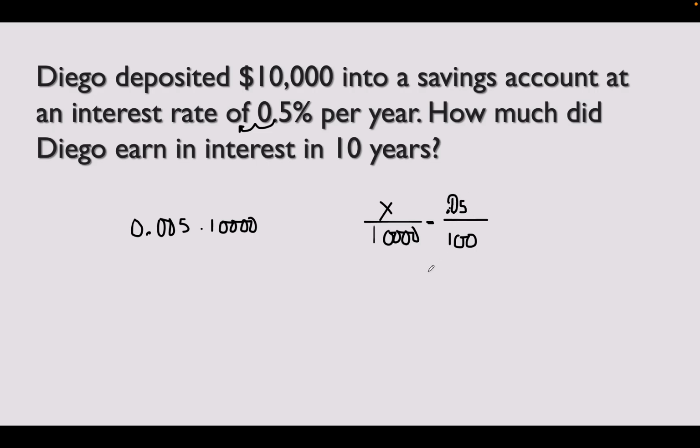Either way, when you solve it, you will get 50. So that's $50, but remember that's per 1 year. So then we need to take that, since this is 10 years, and multiply it by 10. 50 times 10 gives us a total amount of interest of 500. Now this one just says the amount of interest, so we can stop there after 50 times 10 is 500.